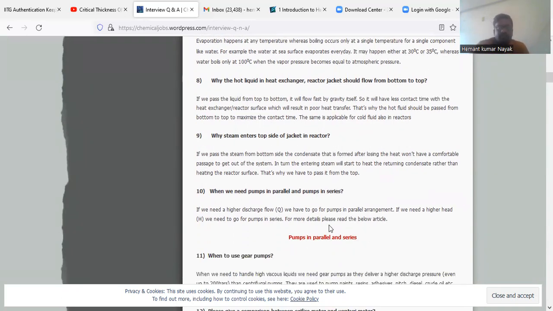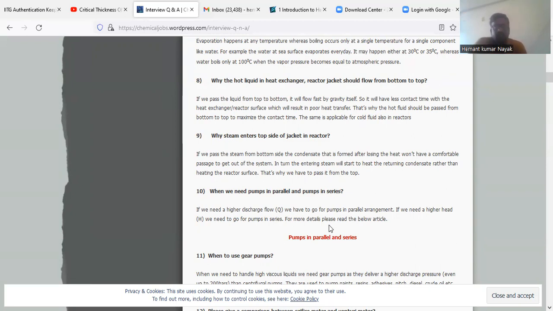Next question is why steam enters the top side of the liquid in a reactor. If you pass the steam from the bottom side, the condensate that is formed after losing the heat won't have a comfortable passage to get out of the system. In turn, the entering steam will start to hit the returning condensate rather than hitting the reactor surface. That's why we have to pass it from the top.